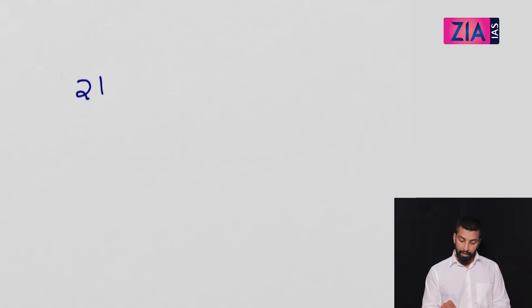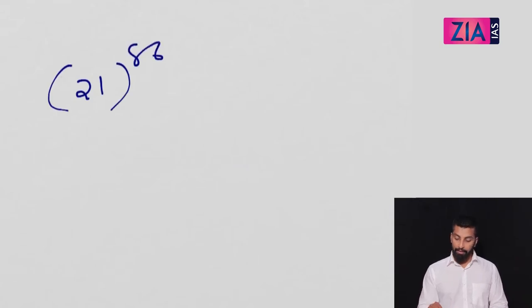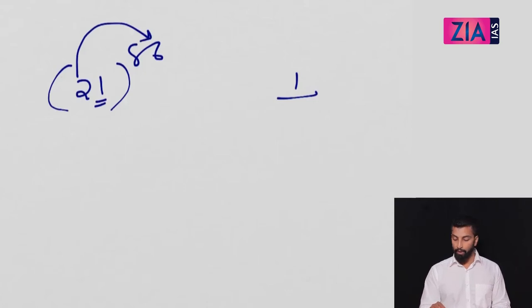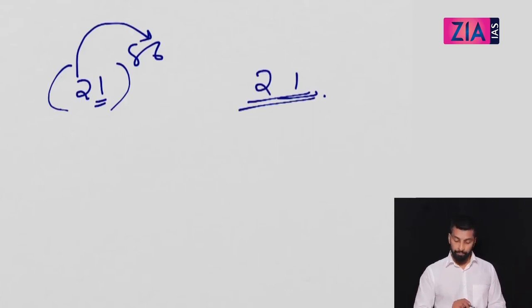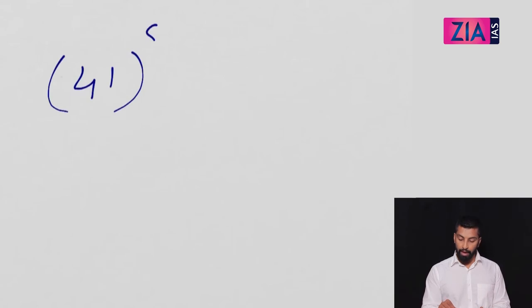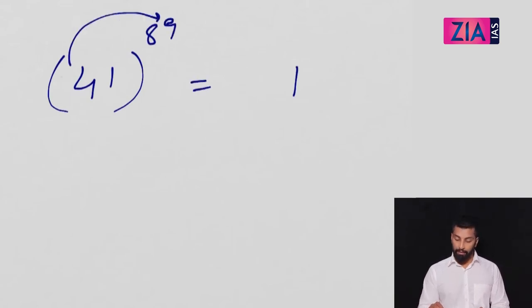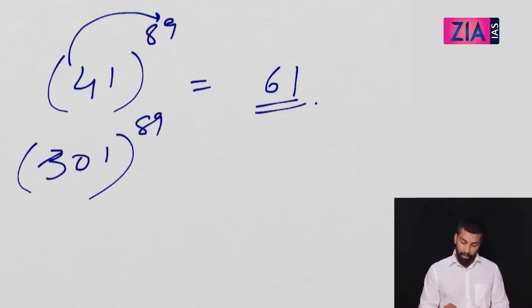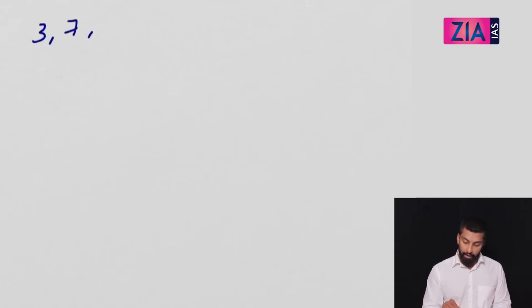What about 21 raised to 86? The last digit will be 1 because the number ends in 1. The previous digit will be 2 into 6, 12, that means 2. So 21. What about 41 raised to 89? The last digit will be 1. 4 into 9, 36, so 6. Now what about 301 raised to 89? This is not important. The number ends in 1, so the last digit will be 1. 0 into 9, 0. Now let's look at 3, 7, 9.